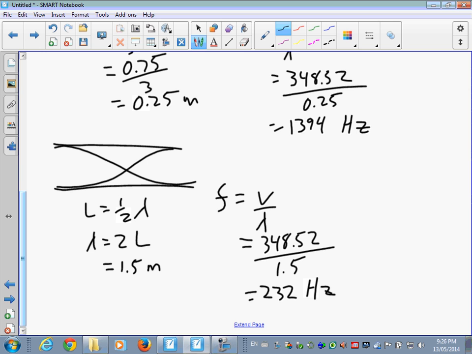So that would be a fairly low sound. And you would hear that sound, and you would probably hear quite a bit of the harmonics as well, because at 232 it would be fairly difficult to hear. So 464 would be a little bit easier. You'd probably hear that sound as well, and possibly many more of the harmonics.